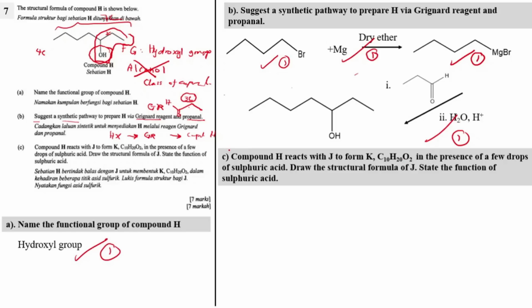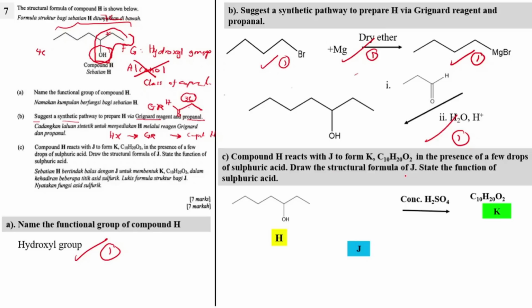So the other 2 marks come from question number C here. Okay, so let us read that. Compound H reacts with J to form K, which is C10H20O2, in the presence of a few drops of sulfuric acid. We need to draw the structural formula of J and state the function of the sulfuric acid.